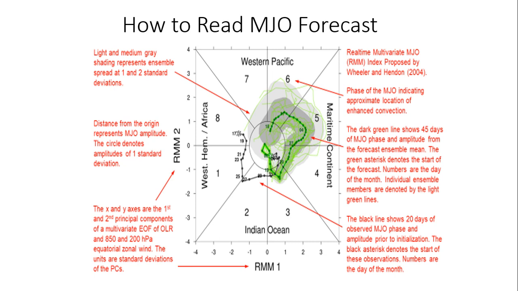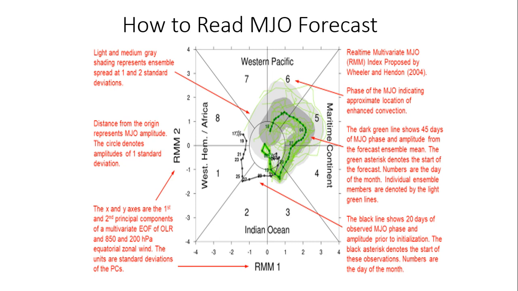Phases 2 and 3, generally we have enhanced convection in the Indian Ocean. With phases 4 and 5, that enhanced convection is located over the maritime continent. With phases 6 and 7, the enhanced convection is located over the western Pacific. And then phases 8 and 1 generally equate to enhanced convection over the western hemisphere and Africa.